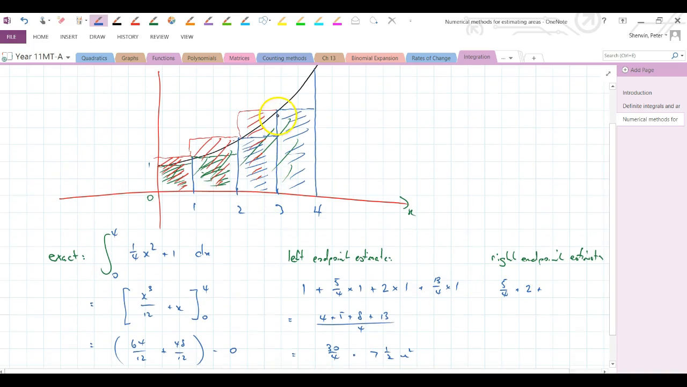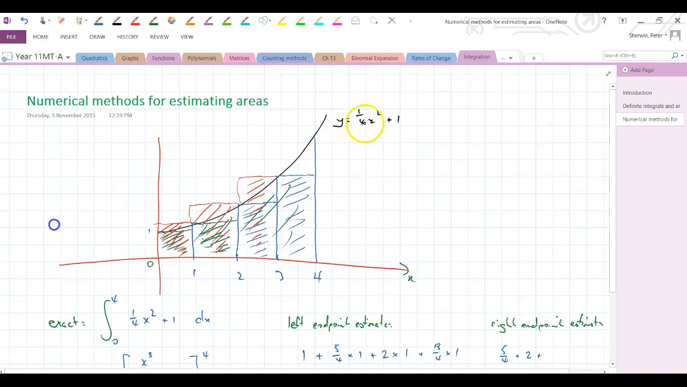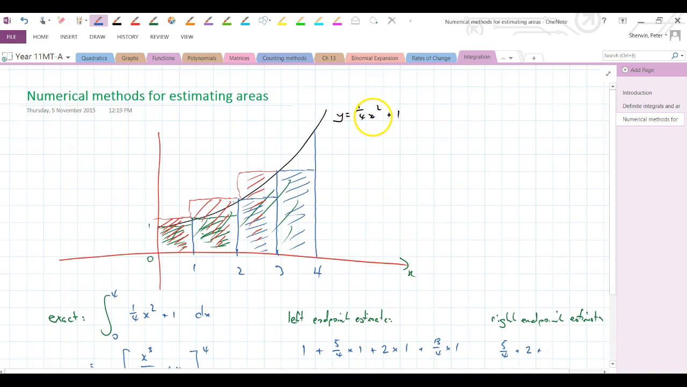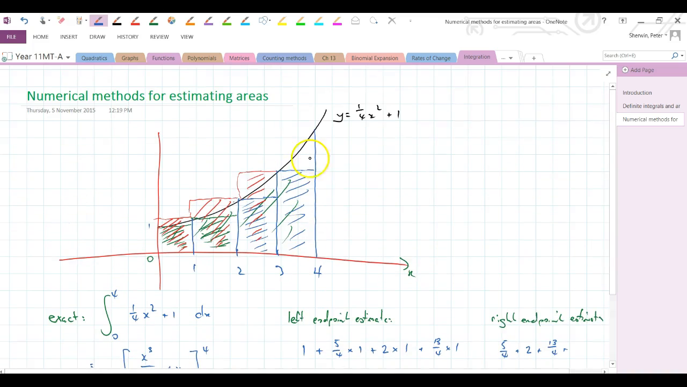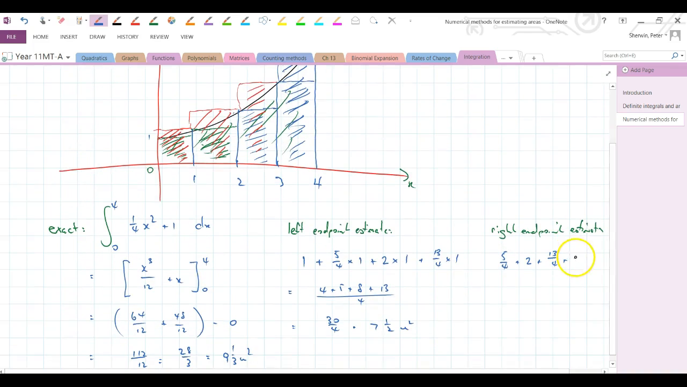Now I go to 3. I'm using that as my rectangle, right? So the height of it is 3 squared, 9. A quarter of 9 is 9 over 4. Plus 1 is 13 over 4. It's 13 over 4 by 1. And my last one here is going to be way off. Look at that. That's my rectangle there. So that goes up 4. 4 squared is 16. Quarter of 16 is 4. That's 5 high. 5 by 1 is my last rectangle.